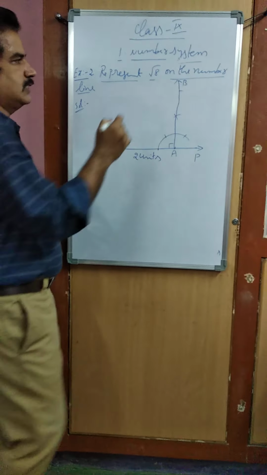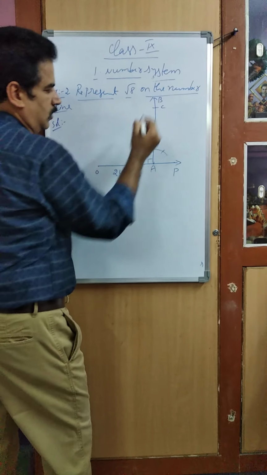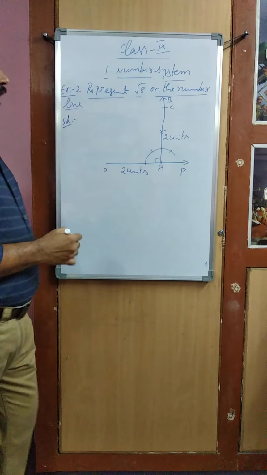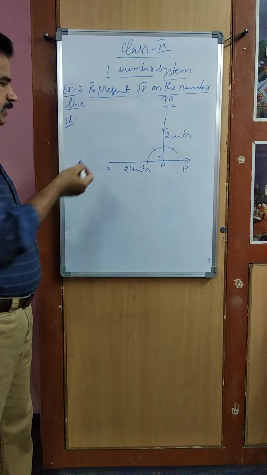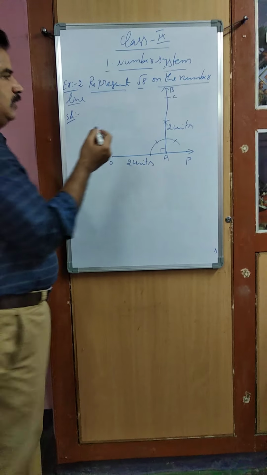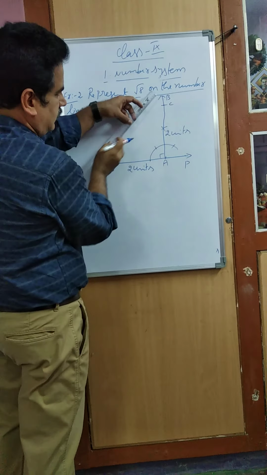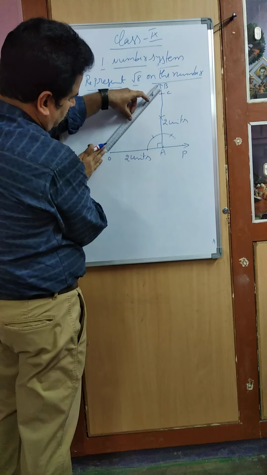Okay. Name it as C here. 2 units. AC 2 units, 2 inches, OA 2 inches. Now join OC with scale. Understand? Just follow.